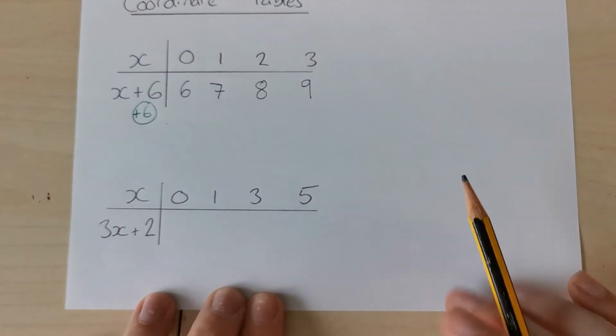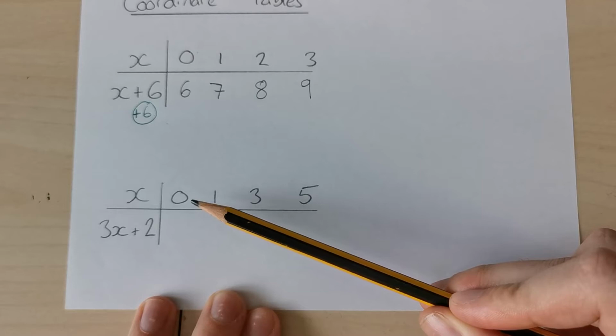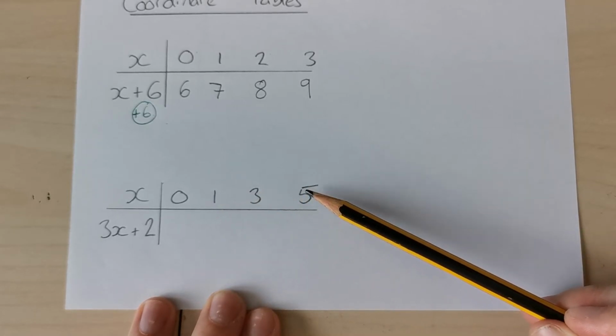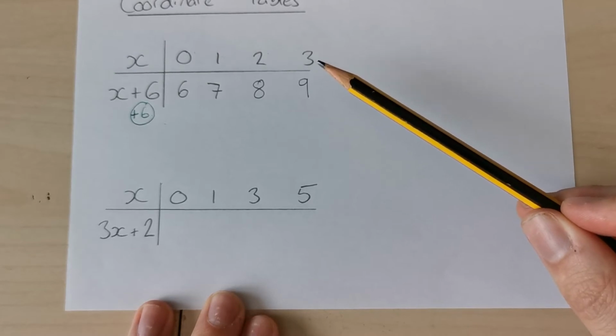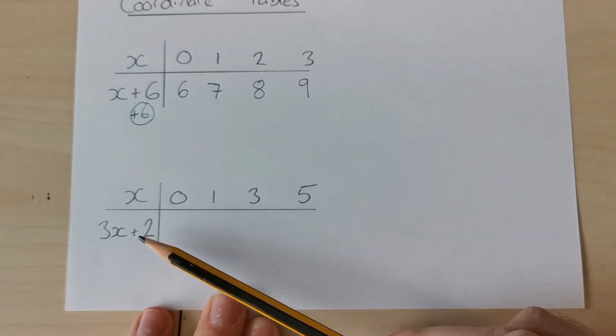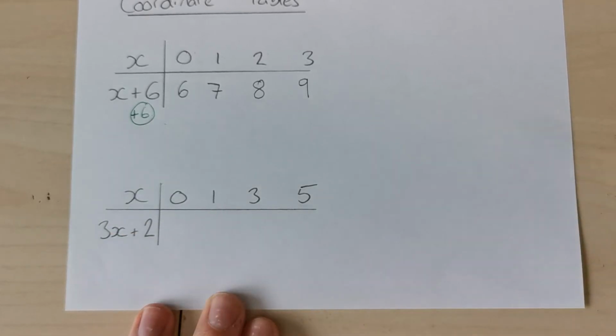Having a little look at this next table, so we've got some values of x again. Just be mindful that our values this time are 0, 1, 3 and 5, so a little bit different to what we had up here. And our rule this time looks a little bit more complicated, so we have to look very carefully as to what rules we've got to be following.